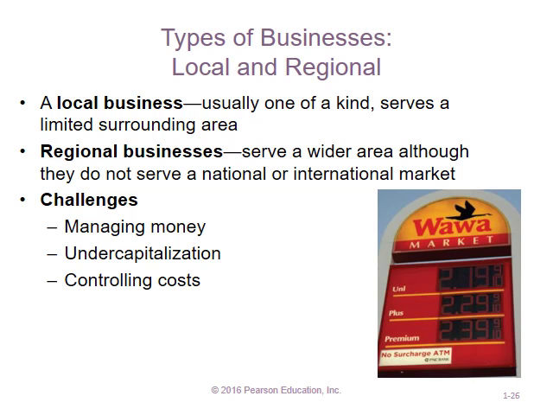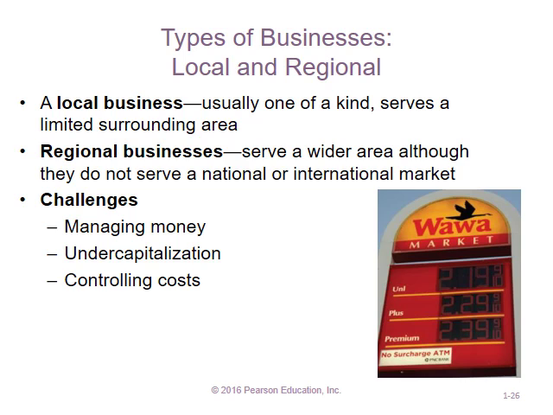Okay, good. Now we come over and we talk about types of businesses. You can have local business. You can have regional businesses. Now, challenges for these local businesses, they tend to be smaller, so there's difficulty managing money. They can be undercapitalized, meaning that they don't have the capital for expansion, etc., because they tend to be smaller. Controlling costs can be more difficult. If you're a larger company, obviously you can have a larger volume of items that you purchase. You can get a better cost. So controlling costs can be difficult for local businesses and regional businesses.